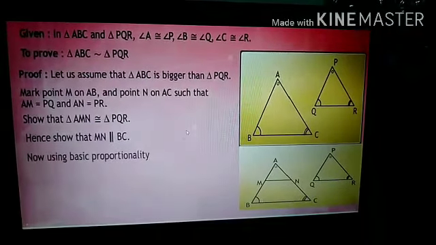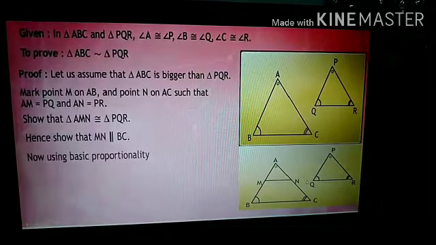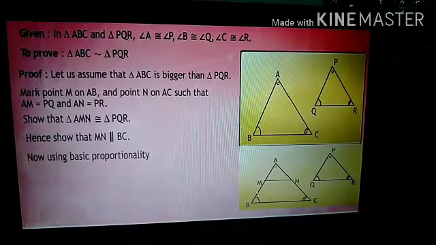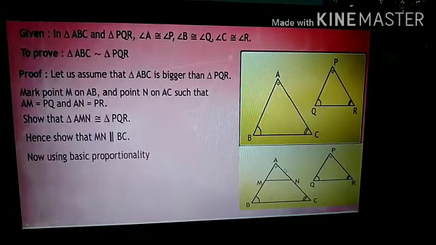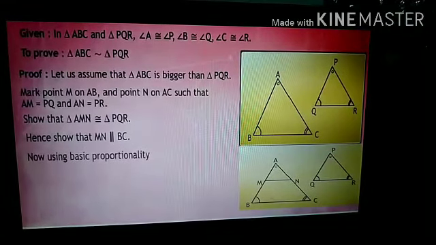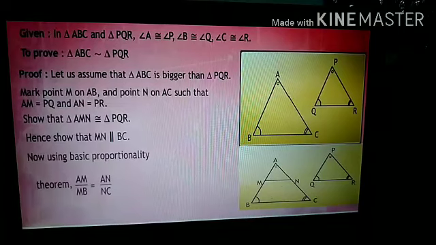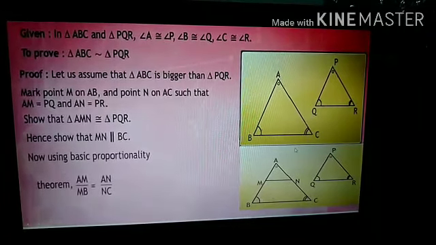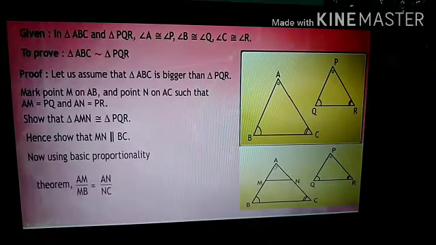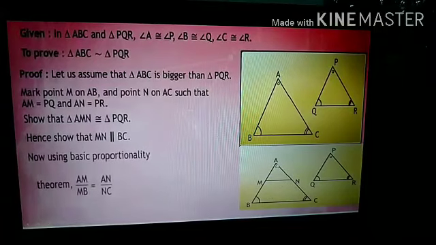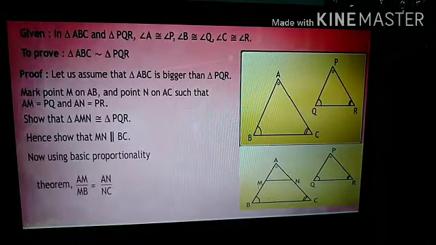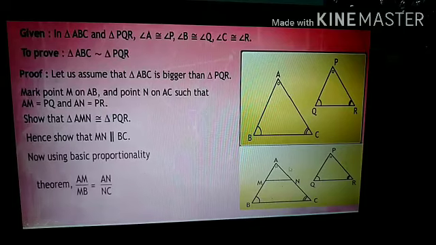From the construction, we have MN parallel to BC. So we can apply the basic proportionality theorem what we have studied in our previous classes. So the basic proportionality theorem can be written as the ratio of the sides of the angle as AM upon MB is equal to AN upon NC.